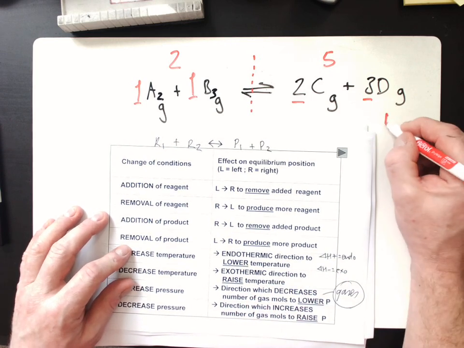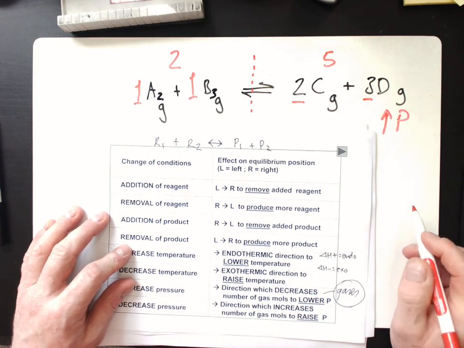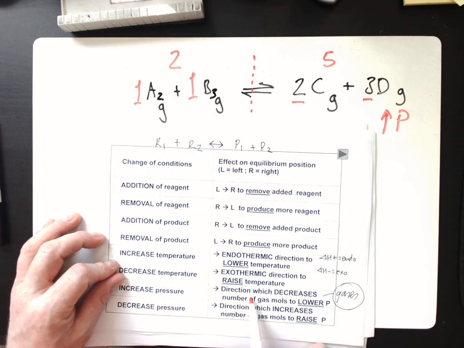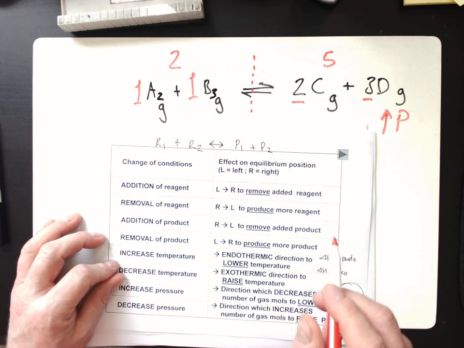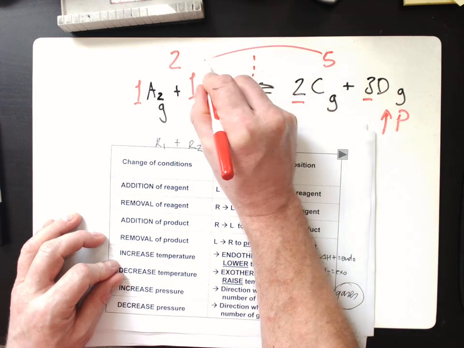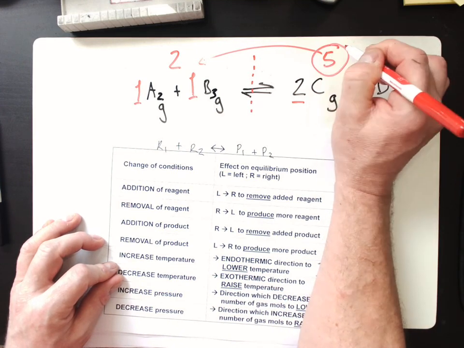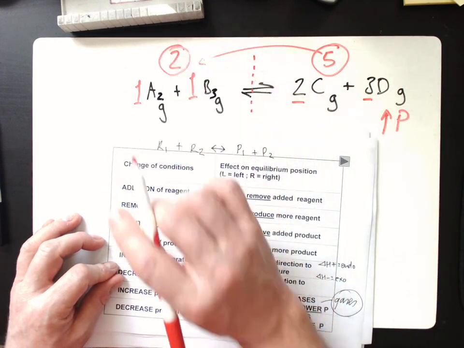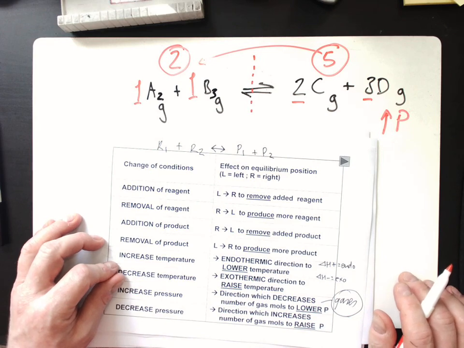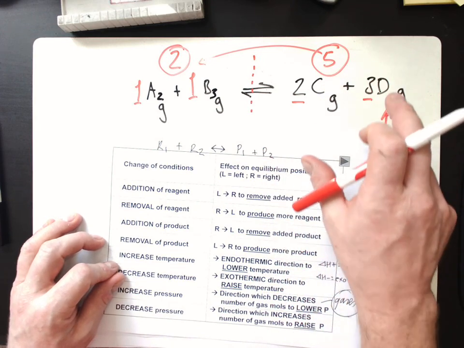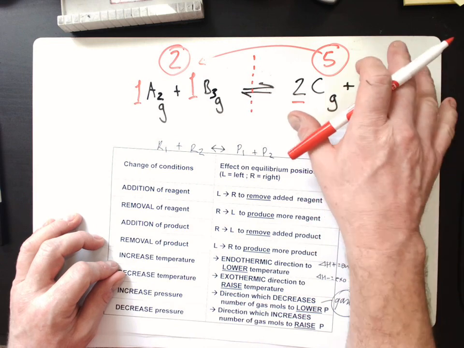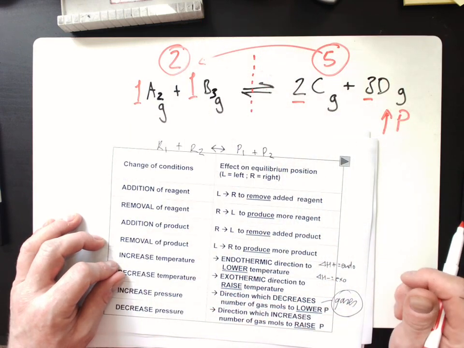Okay, so let's say I increase the pressure. Let's go down to a rule. If I increase the pressure, it moves in the direction which decreases the number of moles. So that would mean it goes from 5 down to 2. We've decreased the number of moles. And when you're doing this in an exam, please always quote the number of moles on the right hand side and the number of moles on the left hand side. Don't just say it goes from the side with most moles to the side with least moles. Say it goes from 5 down to 2.